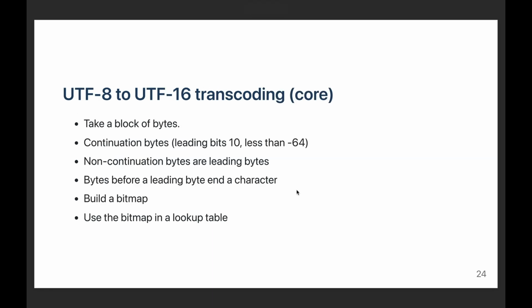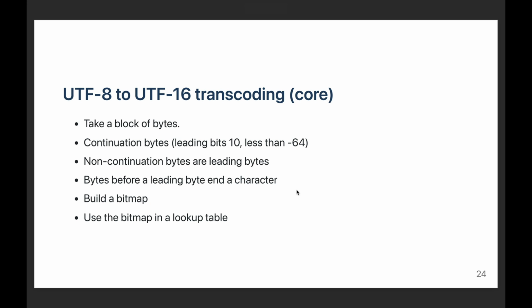Our core UTF-8 to UTF-16 transcoding algorithm works with vectorized permutation. We're going to assume that the input is valid. We're going to discuss validation later, separately. So we take a block of bytes and we find the end of each character. The end of a character can be defined as a byte preceding a leading byte. Leading bytes come in many forms, but we can detect them by first finding out where the continuation bytes are, and then we can invert this selection.